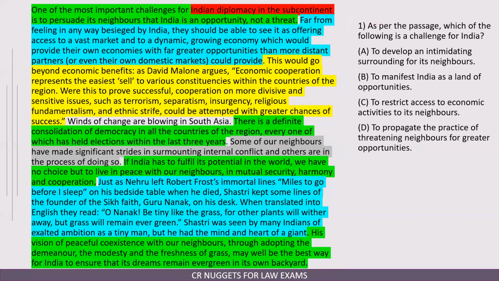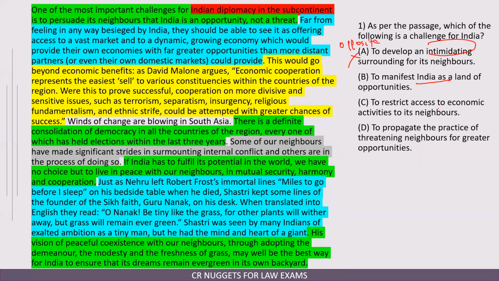Now, as per the passage, which of the following is a challenge for India, given in the first line itself? To develop an intimidating surrounding. Look how opposite that is of what is being mentioned. So this can't be the answer. To manifest India as a land of opportunities. Yeah, this is a very good option and looks like the most probable answer.